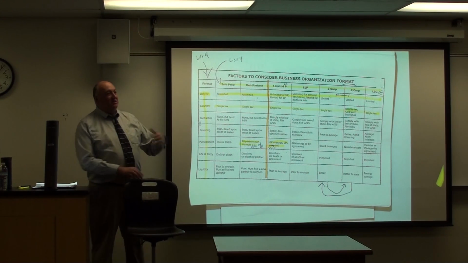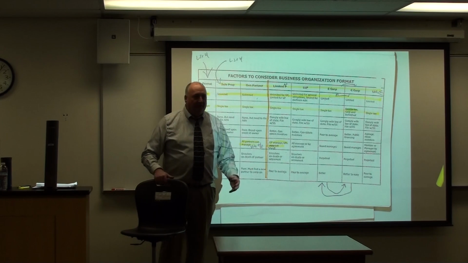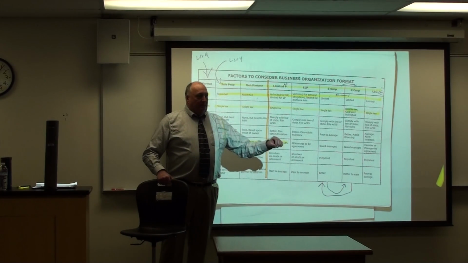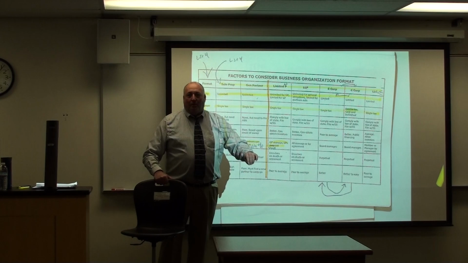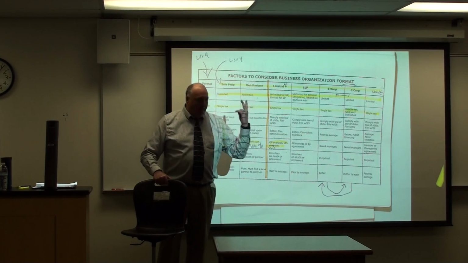So if on the test I ask you, Bill and Ted want to form a business together, sole proprietorship is going to be wrong, no matter what. Why? There's 2 of them, right? Okay.